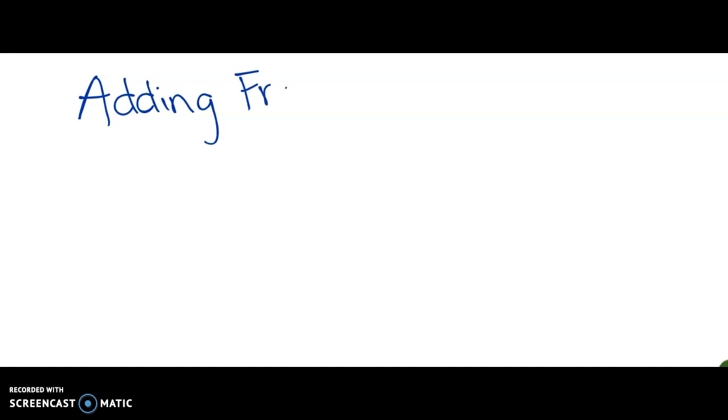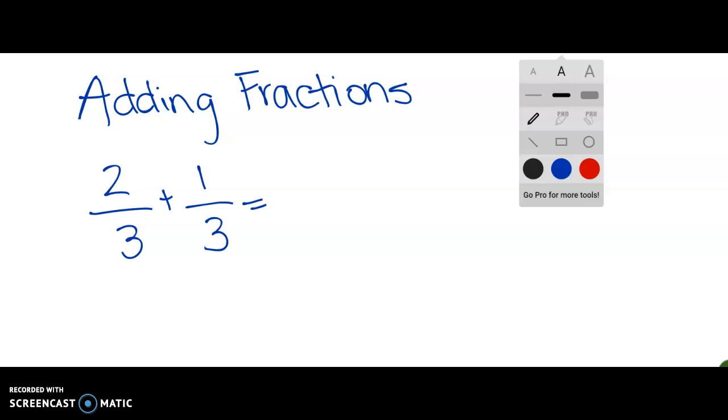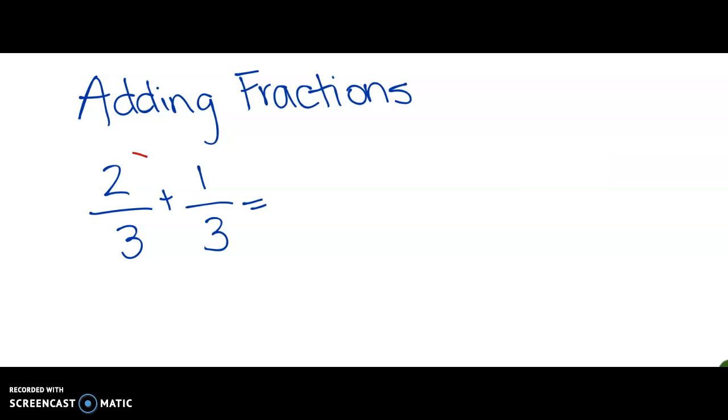When we add fractions, we have a numerator and a denominator, a plus sign. Then we have another fraction with a numerator and a denominator. In this case, we always want to start with the numerator. So when we add the fractions with the numerator, we are going to add them like a normal addition problem.